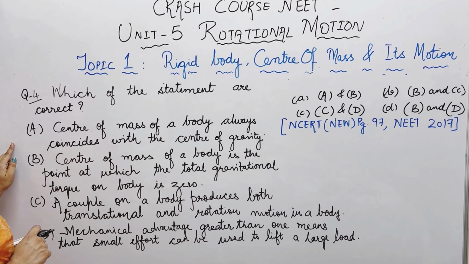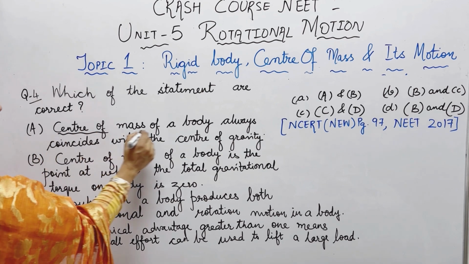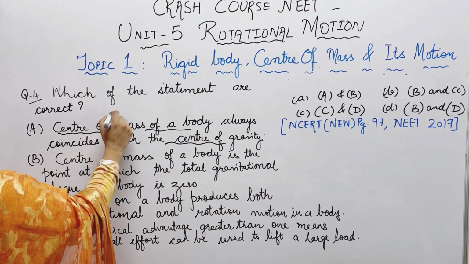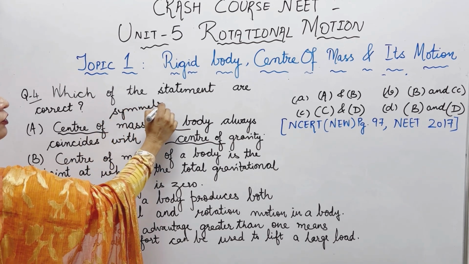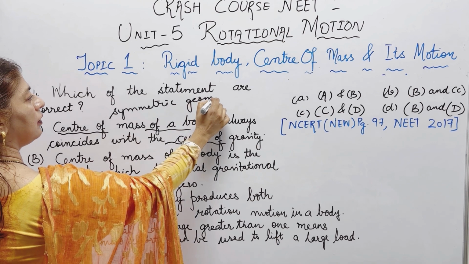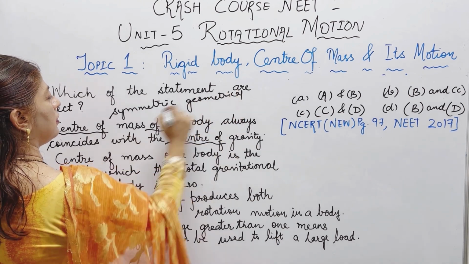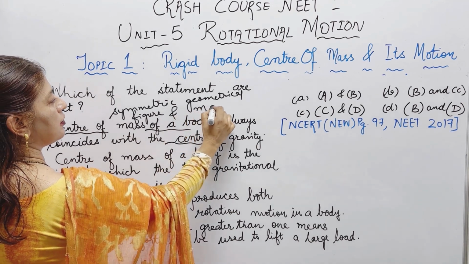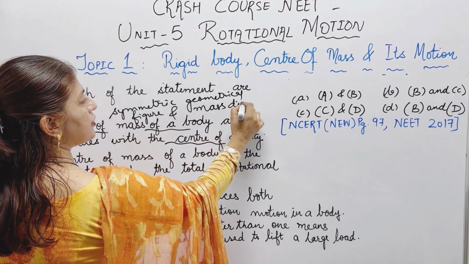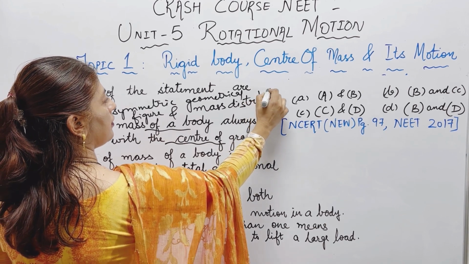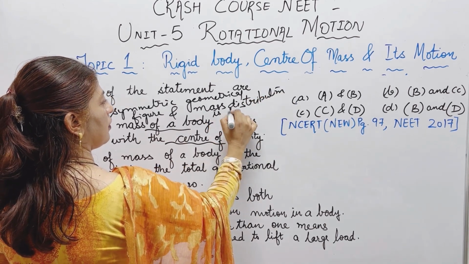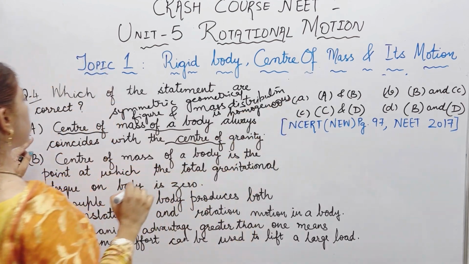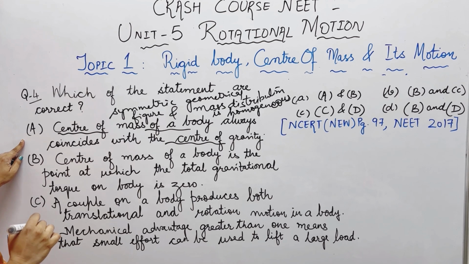If you remember the concepts we have done, the center of mass of a body only coincides with the center of gravity if it is a symmetric geometrical figure and the mass distribution is homogeneous. The mass distribution needs to be homogeneous. This is not always true. So this statement is not correct as a whole.